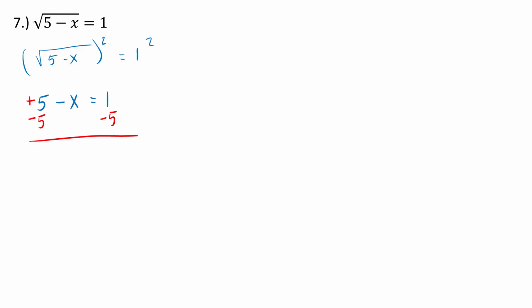So 5 minus 5 is 0. That negative right there, that's still there. Then 1 minus 5 is negative 4. We didn't actually do anything with that negative. It's still there because the x was negative. Now, of course, we're not looking for negative x.